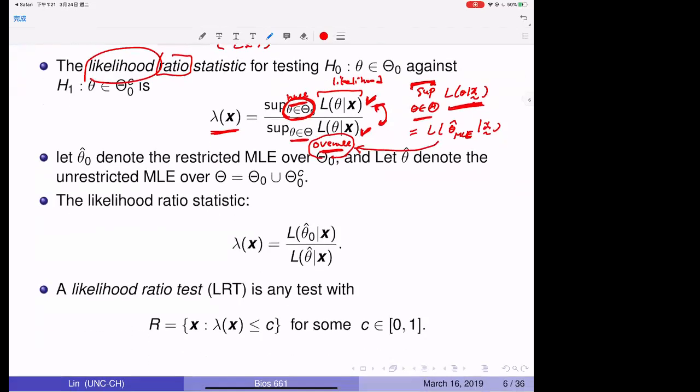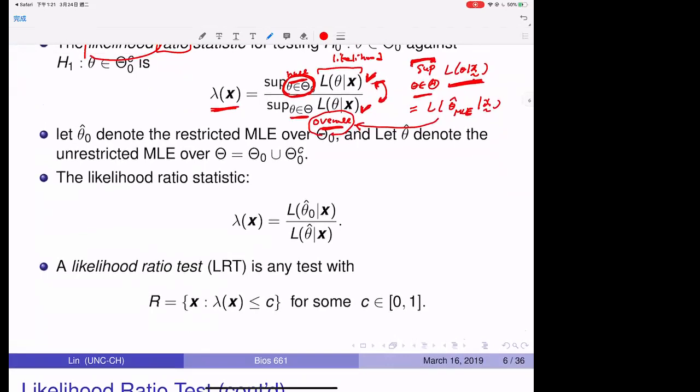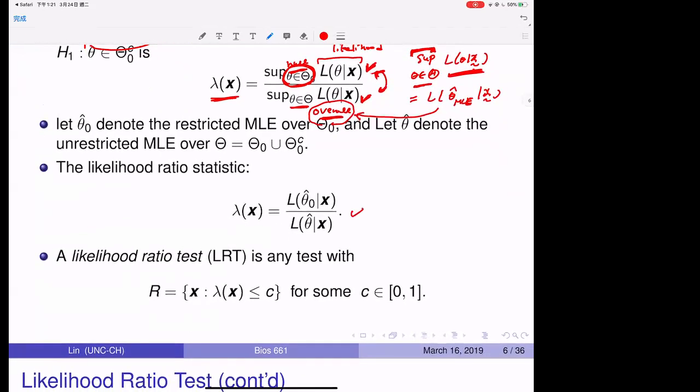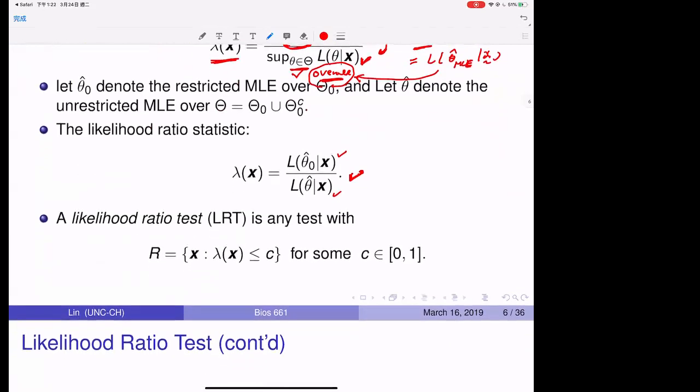Okay? So then that statistic would be easily constructed like this. Each one, numerator and denominator, involves finding MLEs, but under different spaces: one under the null, one under the overall space. Okay? Then for the next one, you pay attention to it.